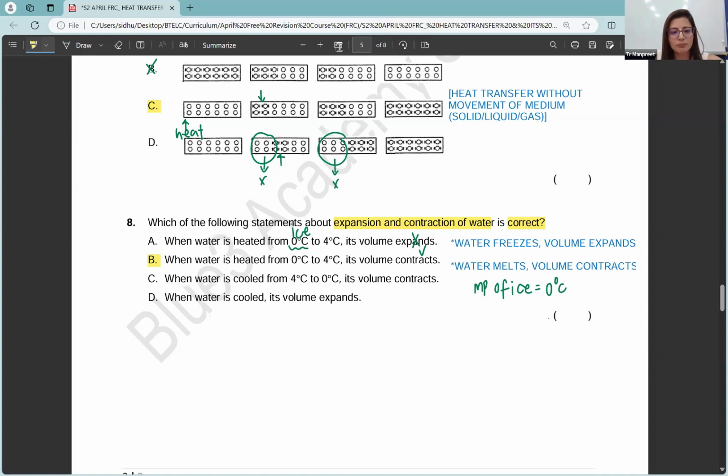But let's look at it. Next one, let's look at C and D, okay? So when water is cooled from 4 degrees Celsius to 0 degrees Celsius, its volume contracts. Okay, so 4 degrees to 0 degrees Celsius, here it is freezing. Okay, it's going through freezing. Now, if it's freezing, does the volume contract? No. We already know that it expands instead. Okay? Something to take note. So we know from 0 to 4 here, let me just put a note here, it is melting.